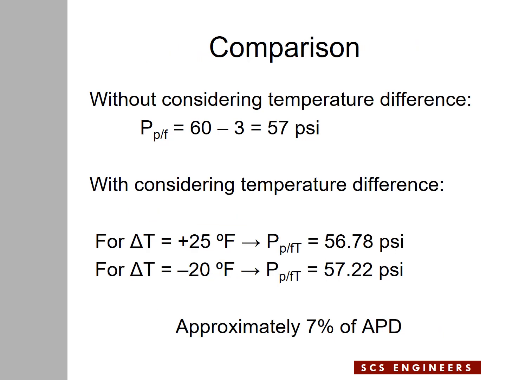Now here we present a comparison between example 1 and example 2 results. For the case of pass-fail pressure without temperature effect, both results are the same, which is 57 psi. So whether the temperature goes up or down doesn't really affect the results. It's always 57 psi based on the data. The second part shows the comparison of the pass-fail pressure considering temperature.